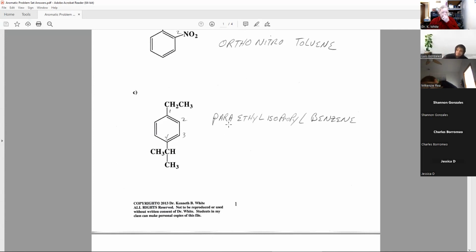1,4 is para. Now, I am not holding you to the alphabet rule, IUPAC alphabet rule for substituents. So if you'd put down para isopropyl ethyl benzene, I give you full credit. Don't tell the IUPAC, please. Shh.